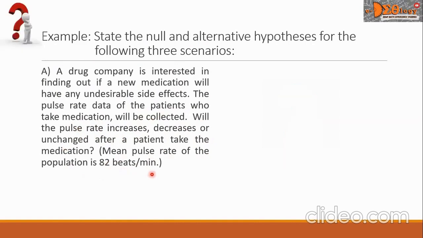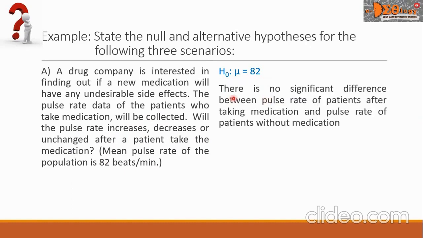First, let us write the null hypothesis, and this is H sub 0 colon mu, this is the population mean, equals 82. In words, we can write there is no significant difference between pulse rate of patients after taking medication and pulse rate of patients without medication.